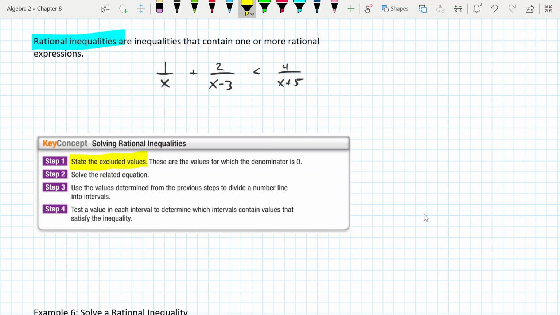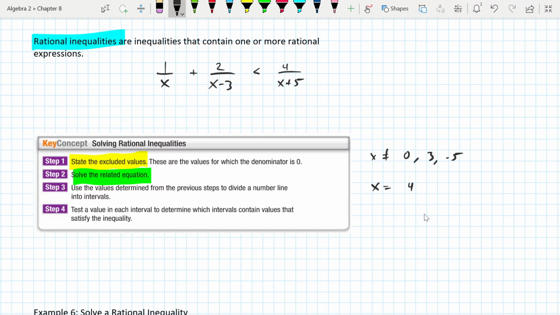the excluded values, because those can't be answers because they would make this undefined. And then we turn it into an equation and we solve the equation. Basically we get a list of excluded values, let's say like 0, 3, and negative 5, and then we solve it and we get x equals 4 or something like that. I don't know. I'm not actually solving that equation. I'm just making stuff up.